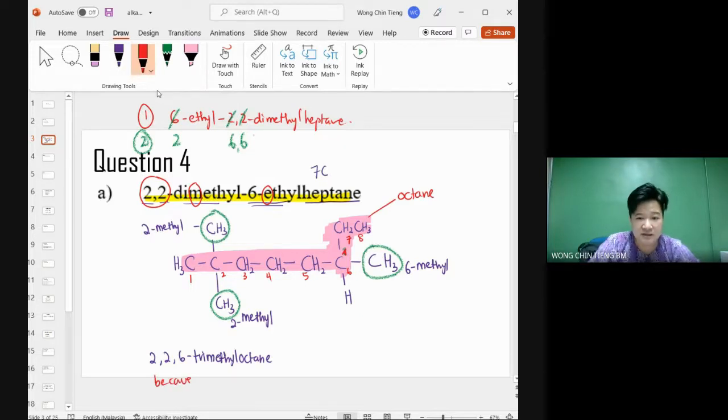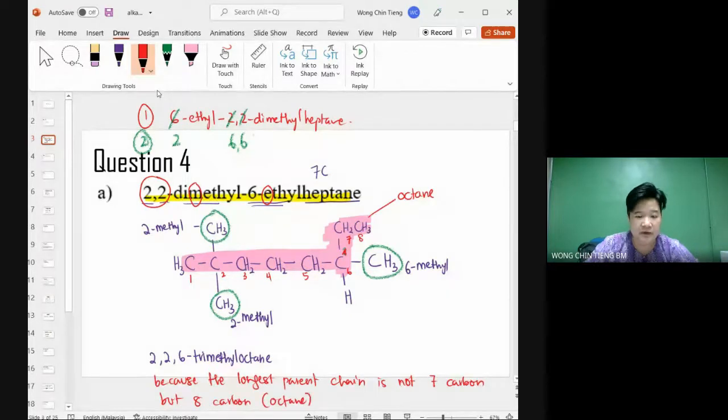Because the longest parent chain is not 7. It's not 7 carbon. But 8 carbon. Octane. Itu sahaja. Biasanya reason kita akan bagi satu je. Normally for this type of question, the reason that we need is only one. And which reason are we going to take? The reason which is the highest priority.